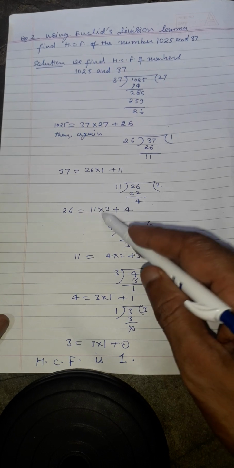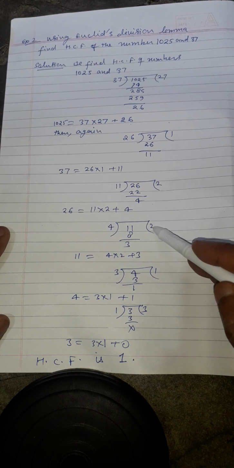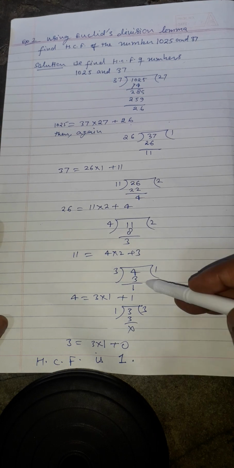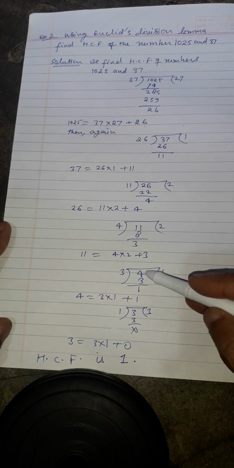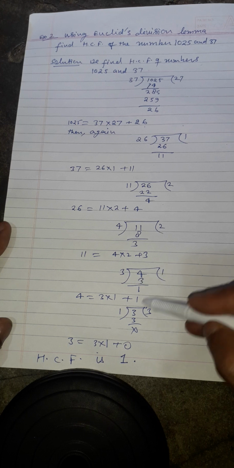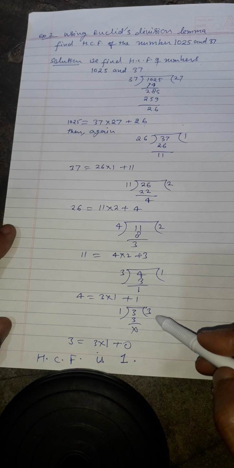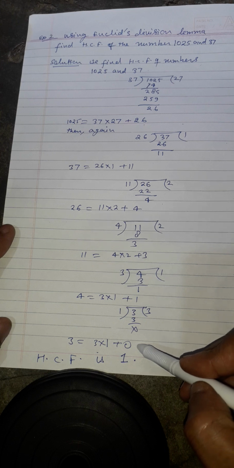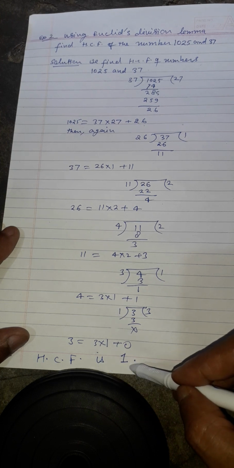Each and every time you have to write the division algorithm. 11 divided by 4 we get 2 and remainder is 3: 11 is equal to 4 into 2 plus 3. Then 4 divided by 3, we get 4 is equal to 3 into 1 plus 1. Then 3 is divided by 1, ultimately 3 is equal to 3 into 1 plus 0. Each and every time you have to carefully study this question: when the remainder finishes, then the HCF comes.